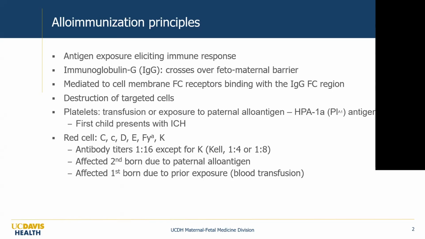So when we hit 1 to 16, then we know there is a significant amount of immunoglobulins running around that can cross over to the placenta. All of them are governed by this 1 to 16 principle for the titers, except for KEL. For some reason, KEL has a lower threshold of 1 to 4 or 1 to 8. And the way KEL works is that it doesn't attack the maturing red cell, but it attacks the precursor red cell. So that's the reason why it's a lot harder to deal with.